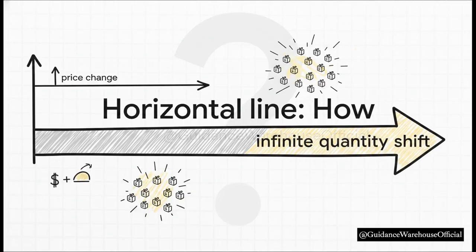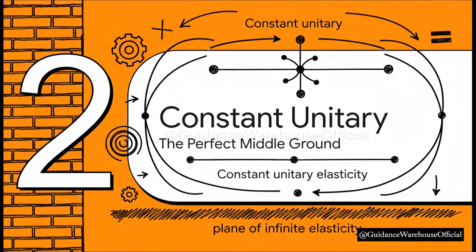Before we jump to the middle ground, let's test yourself again. If you see a perfectly horizontal line on the graph, what does that actually mean for quantity when the price budges even a tiny fraction? It means an infinite shift. Even the smallest micro change in price causes the quantity demanded or supplied to rocket from zero to infinite. Crazy, right? Section 2, constant unitary elasticity.